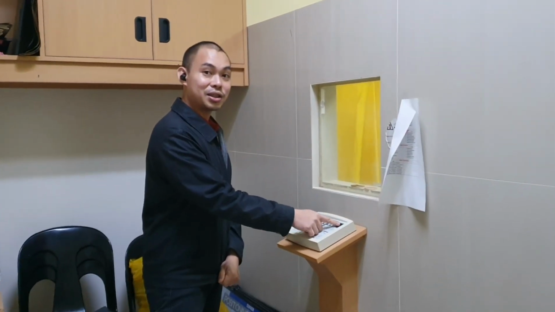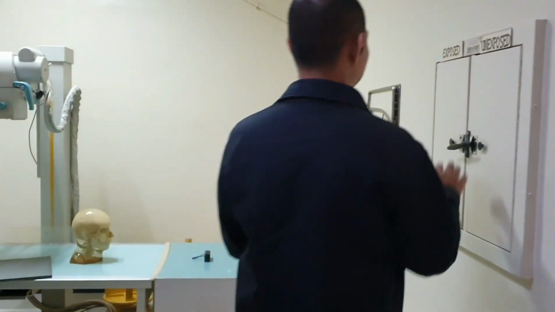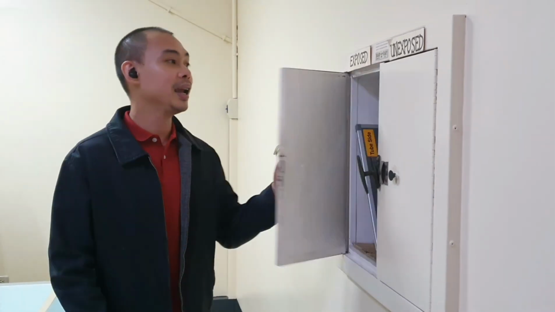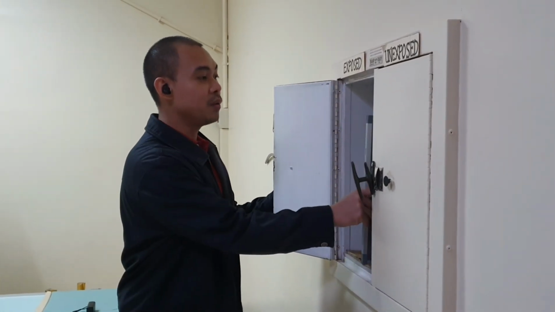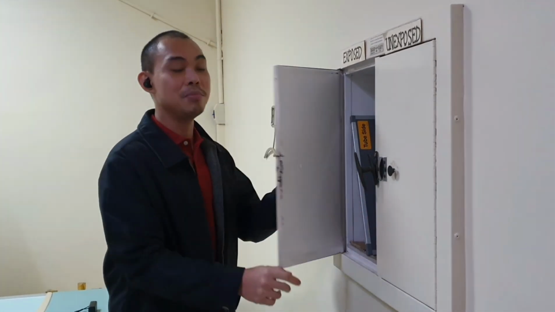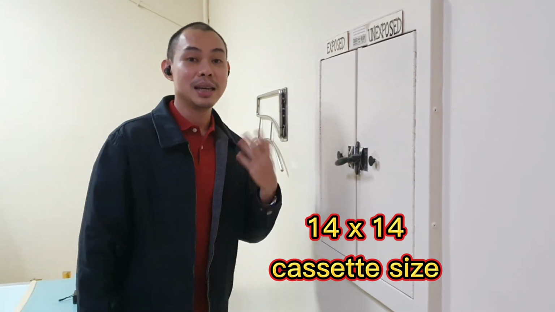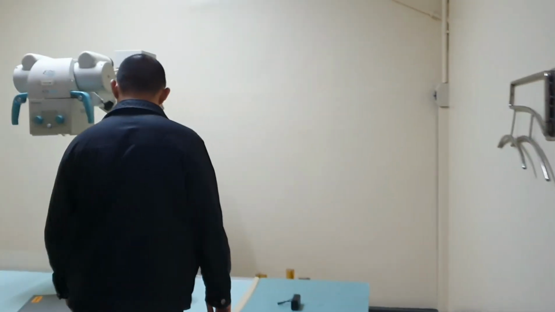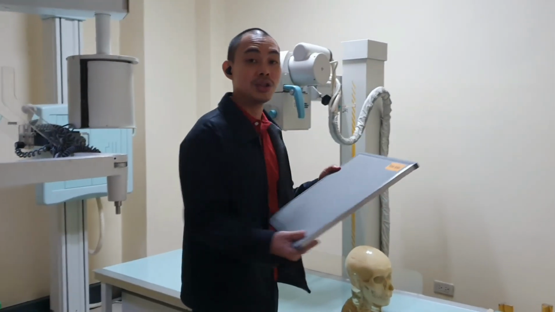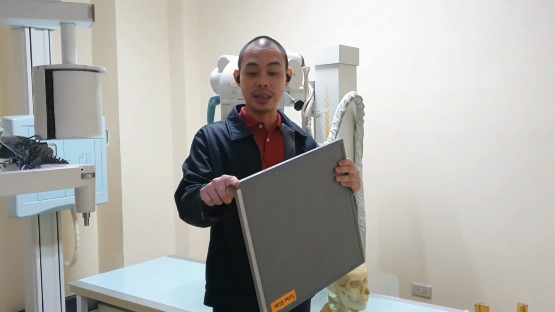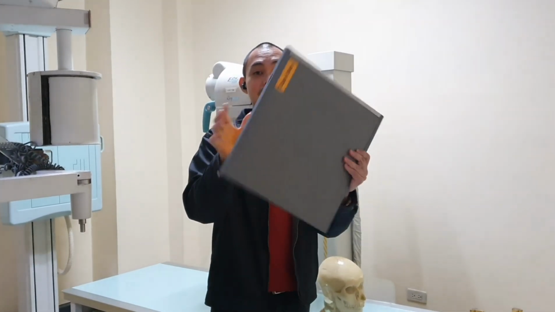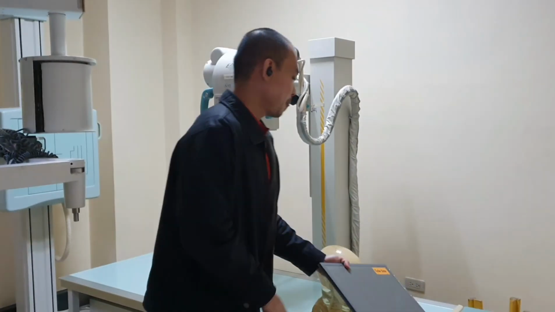So first, let's turn this on and then let's go here. Let's prepare the materials that we will be needing. We are going to use a 14 by 14 size of image receptor or cassette, which I already placed on top of your radiographic or x-ray table. It's 14 by 14. As you can see, it's square, right?